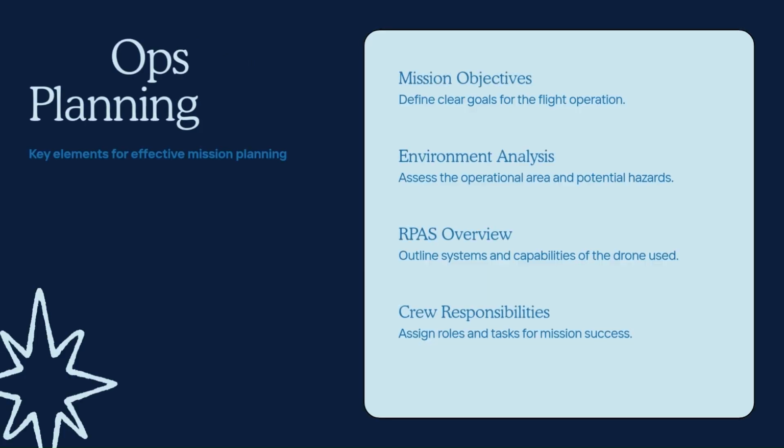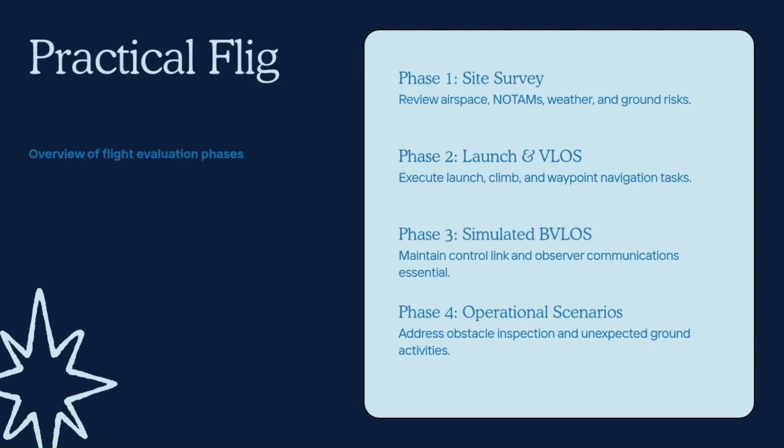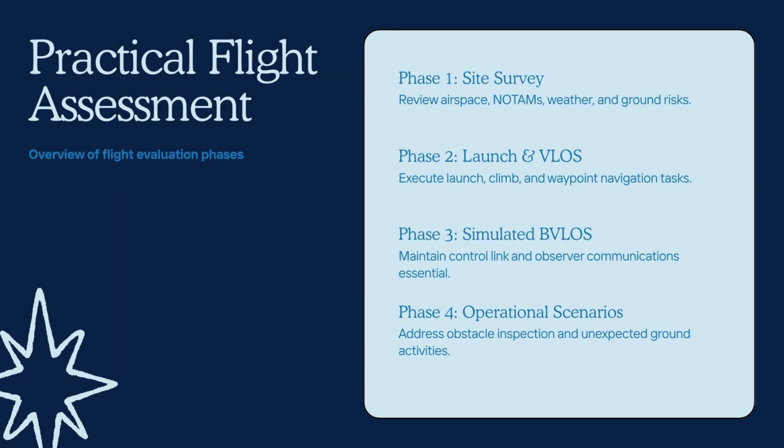Now, in regards to your practical flight review, we're looking at those phases again: your site survey, your launch of VLOS procedures, and your simulated BVLOS procedures as well. We want to address obstacle inspection and unexpected ground activities at all times. You want to review your airspace NOTAMs, weather, and ground risk. During the review, you want to execute launch, climb, and waypoint navigation tasks throughout the entire flight. The importance is to maintain your control link and observer communications throughout the flight review.